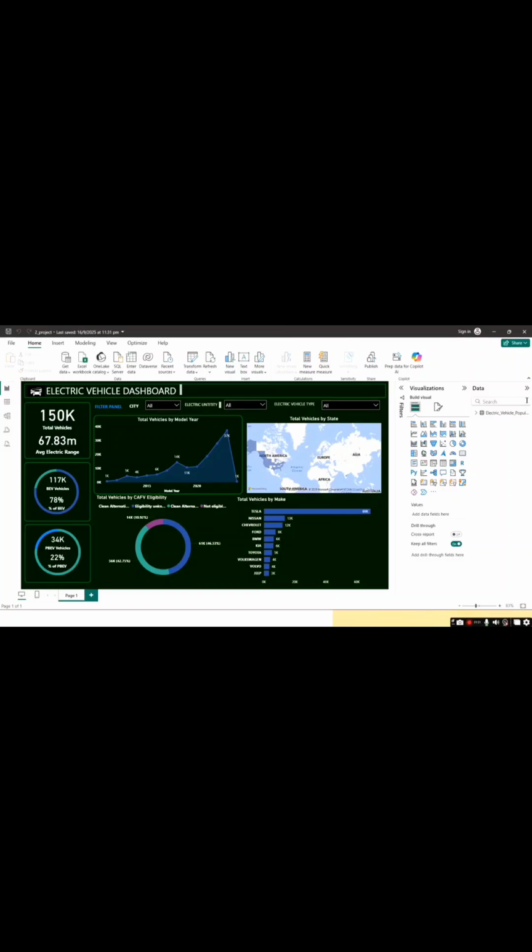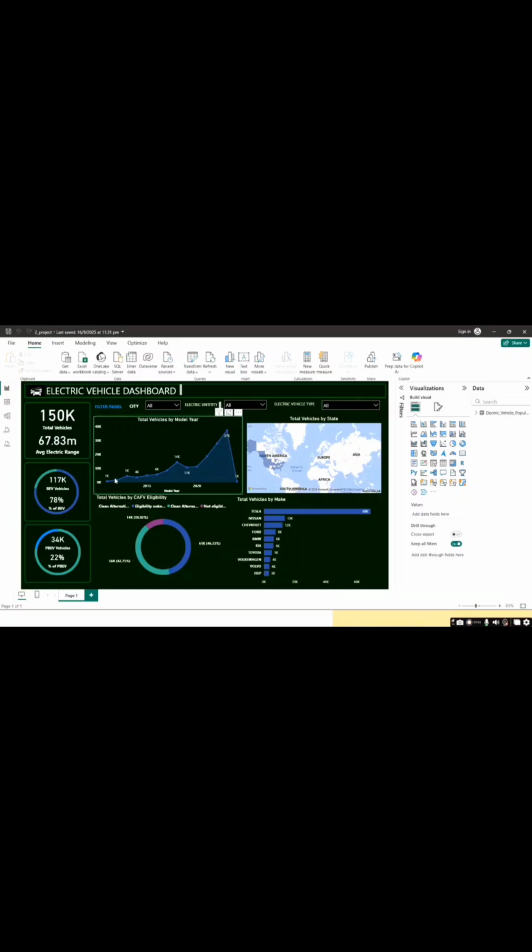Here is the final dashboard. It is a single page summary of the entire EV landscape. At the top, you can see the total vehicles, 150,000, and the average electric range, 67.83 miles. The vehicle type split shows BEVs at 78% and PHEVs at 22%, meaning electric vehicles dominate the market.